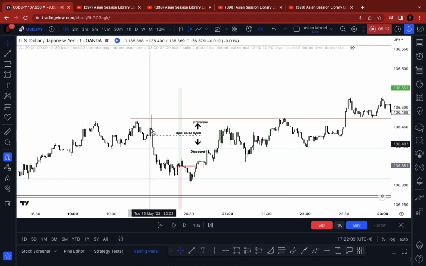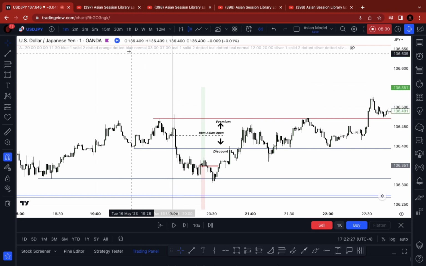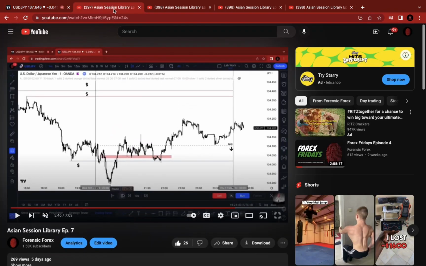This fair value gap, the speed down, most of it is below 8 p.m. I want to see most of the fair value gap either above 8 p.m. or more above the fair value line. You can see the majority of this fair value gap is well below 8 p.m. Now, if you take a look at all the previous examples, this is episode 7, where is that fair value gap forming? Below the 8 p.m. opening price.